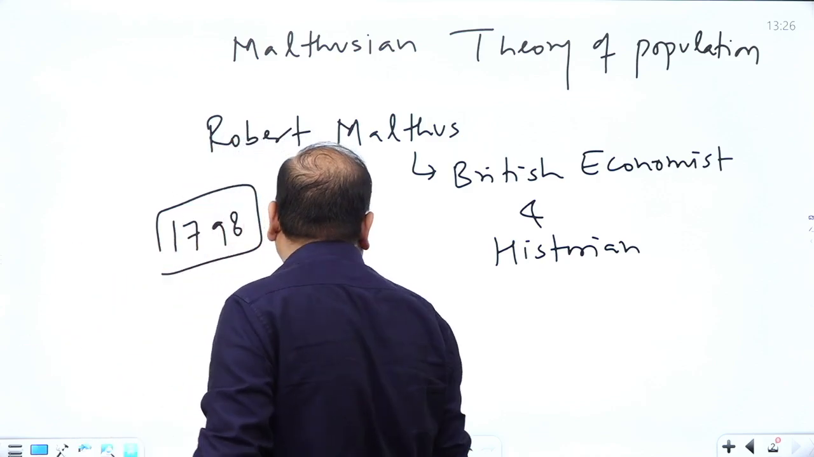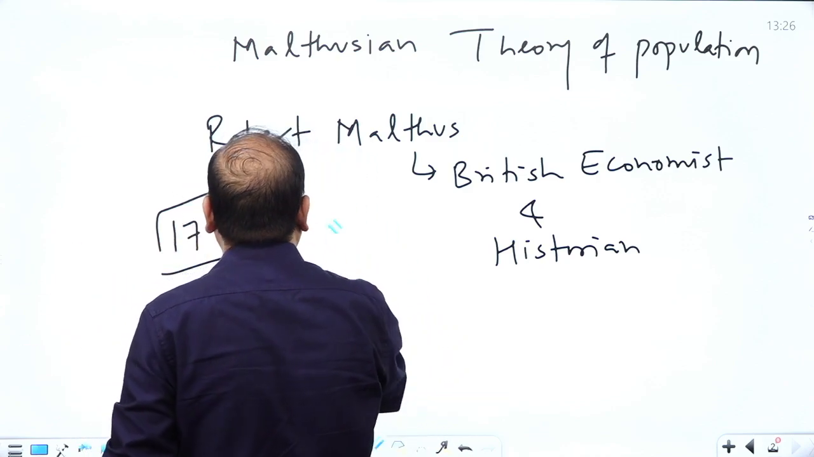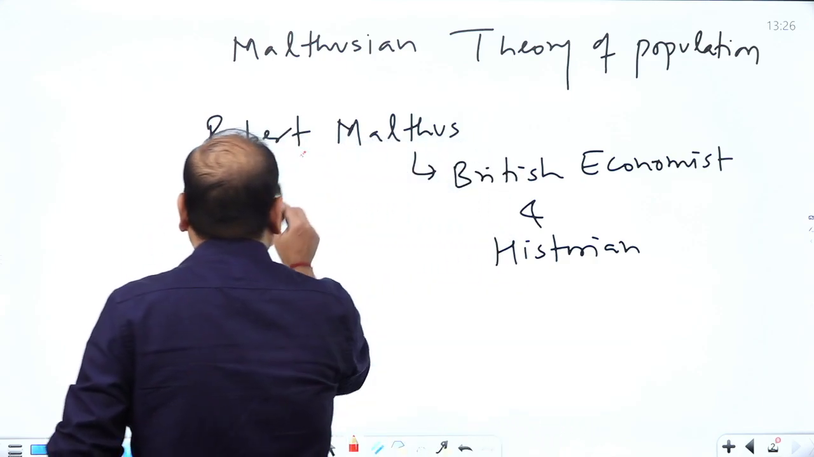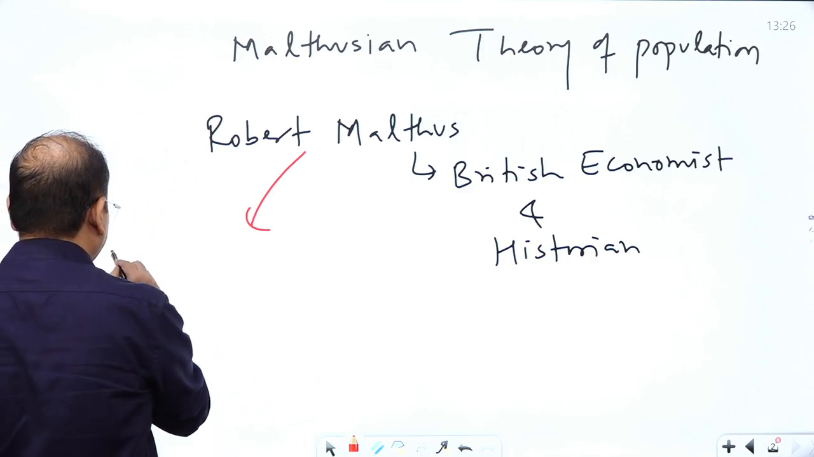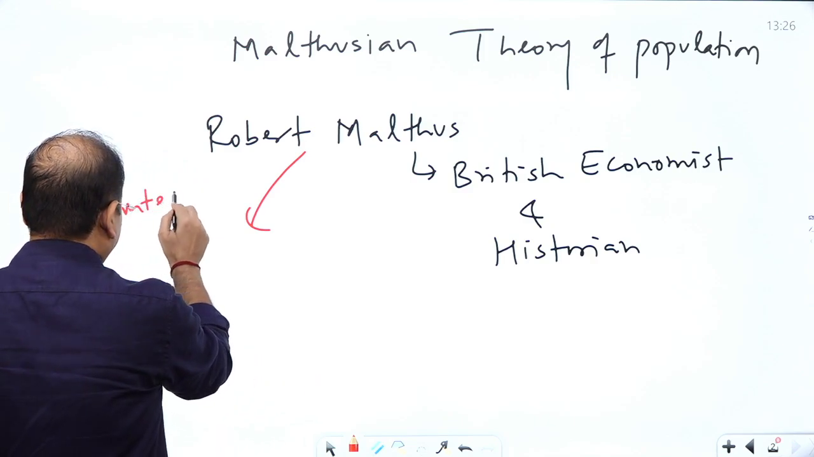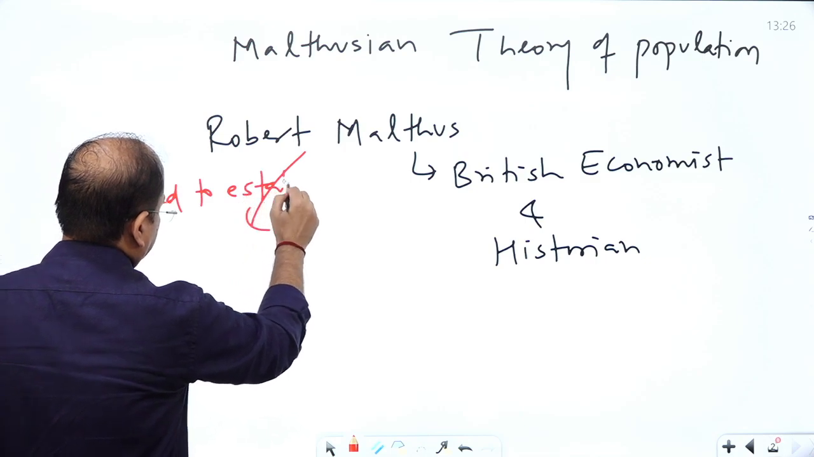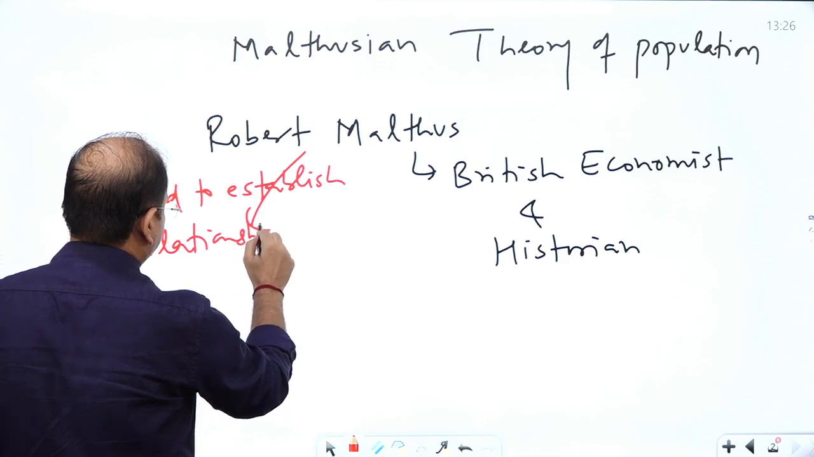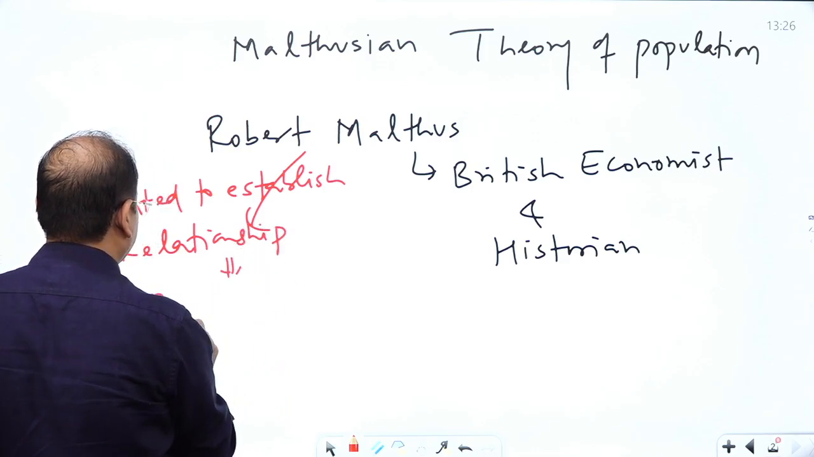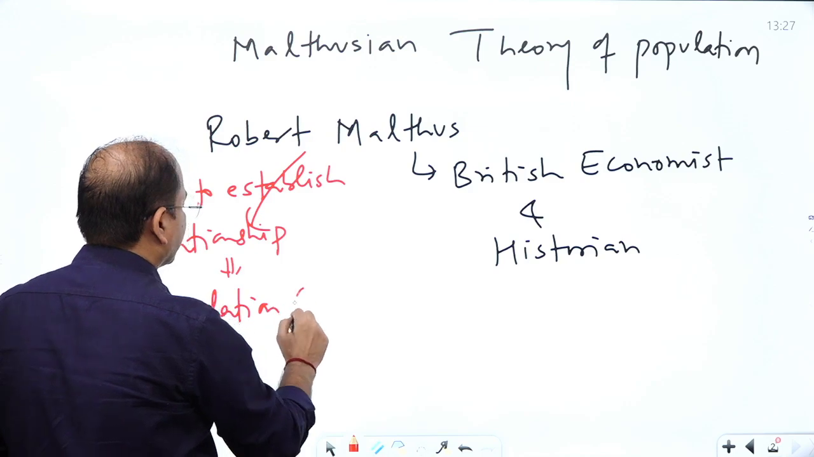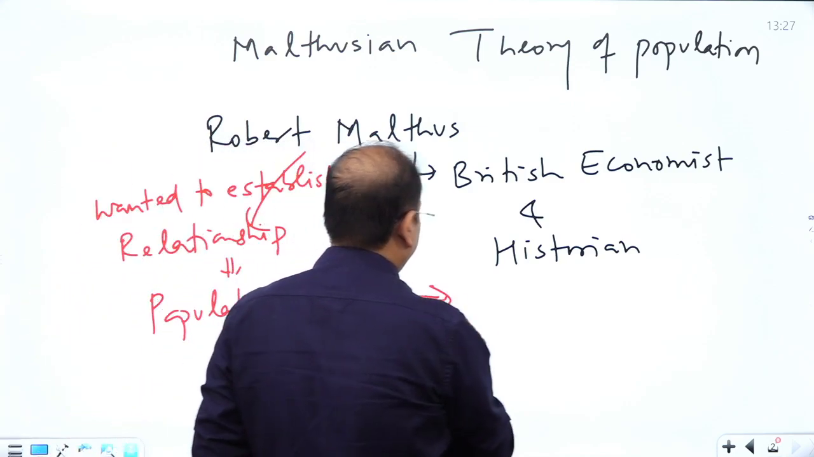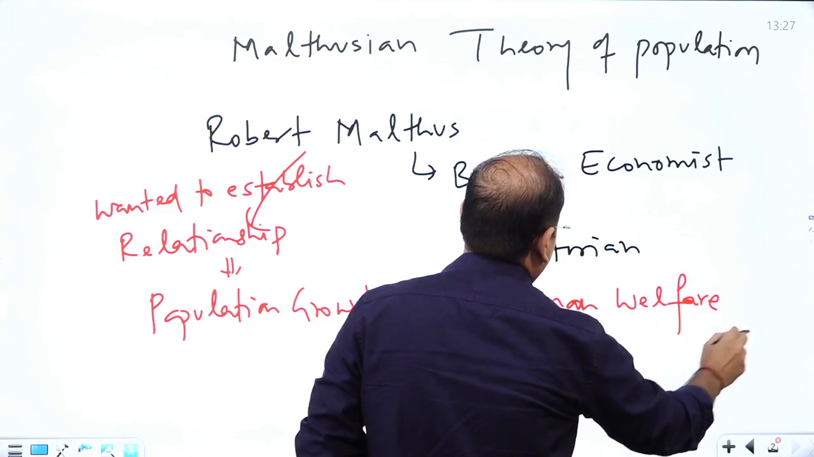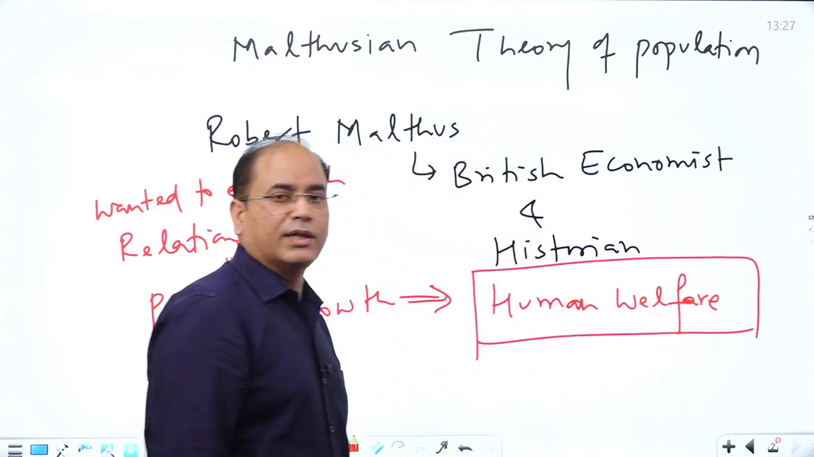If you start looking at the main objective, Malthus was trying to come out with a theory. He wanted to establish a relationship between population growth and human welfare. Population growth and human welfare.